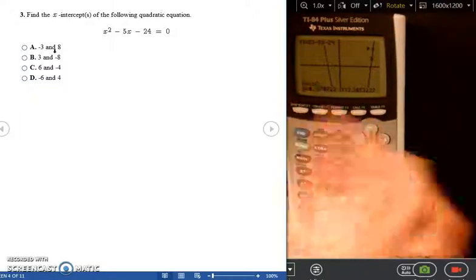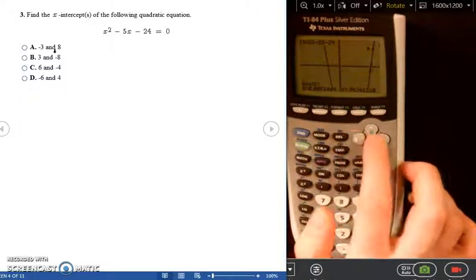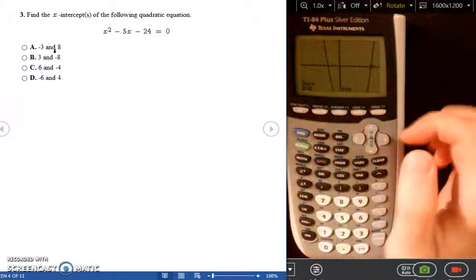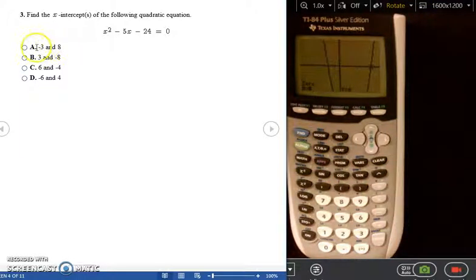And then my last question says guess, so I move it to as close as I can on top of the x-intercept and press enter. And 8 is that second x-intercept, so that means A is definitely going to be my final answer.